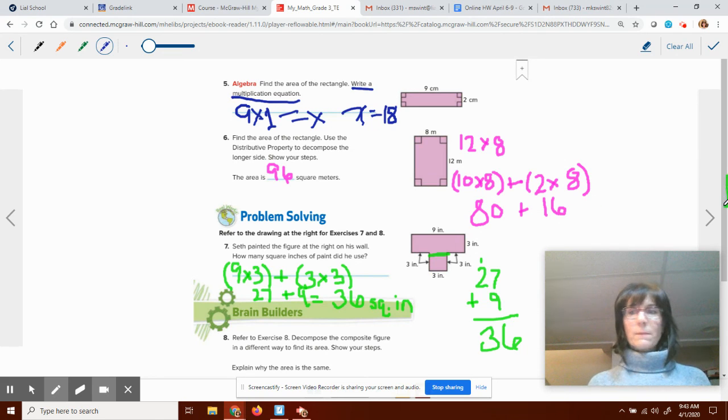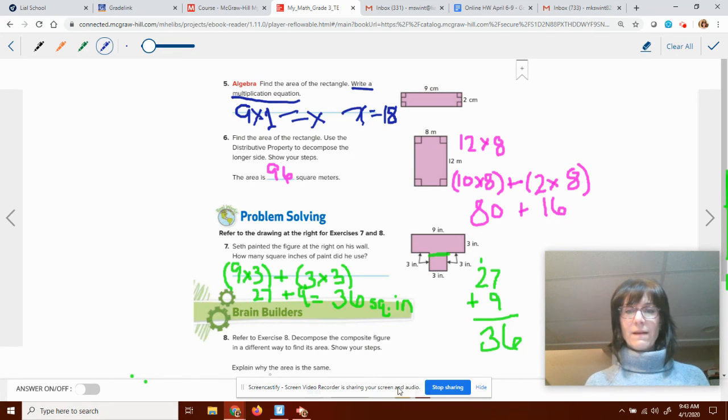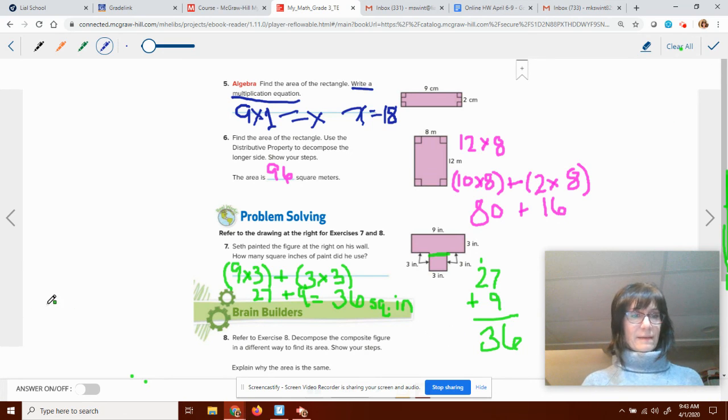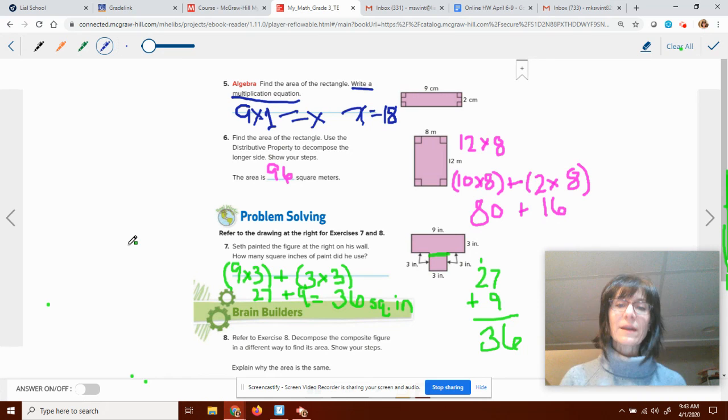Let's take a look at Brain Builders. On Brain Builders, yep, is it not letting me take my pen now? Underneath here, I'm going to let you work on Brain Builders because it is not letting me stop my pen. Well, isn't that funny?